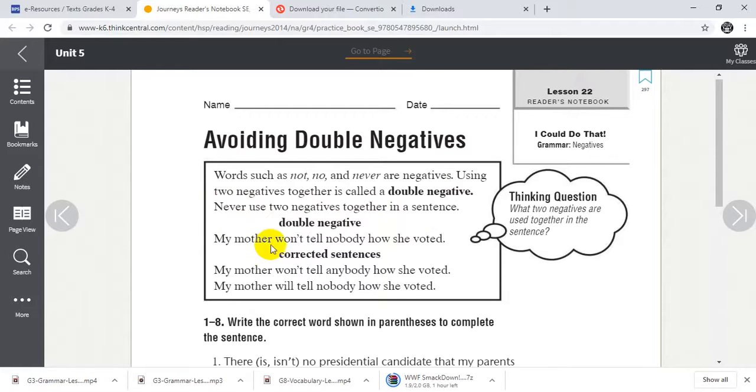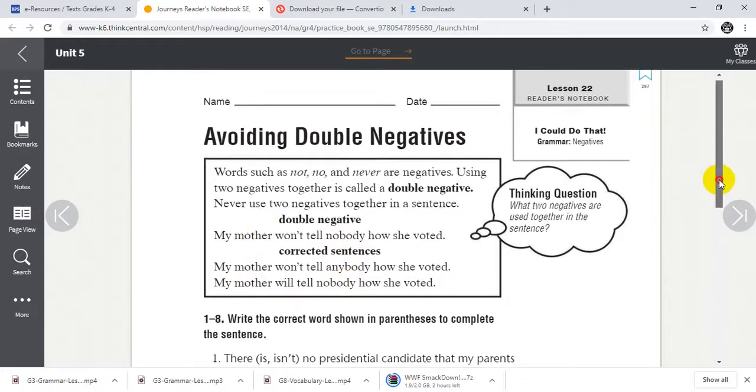My mother won't tell nobody how she voted. That's a double negative. It doesn't even sound right. So what's the correct way to put it? Well, for example, my mother won't tell anybody how she voted. Won't is a negative, only negative here, okay? Or my mother will tell nobody how she voted. Nobody's a negative. But we can't put won't and nobody together like they did over here. This is wrong. So do not use double negatives ever.